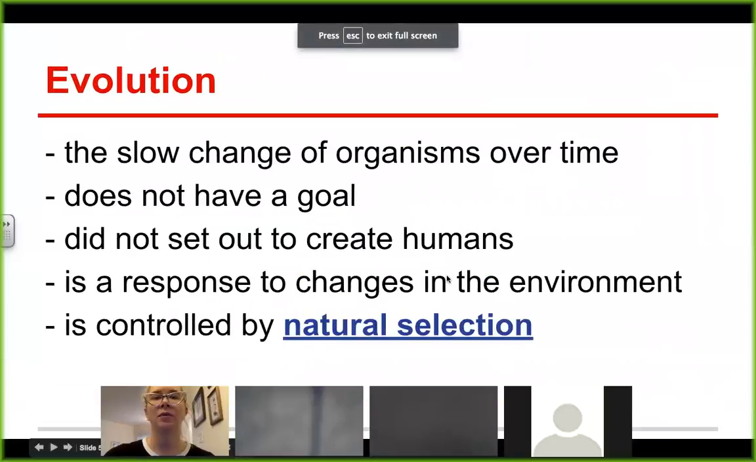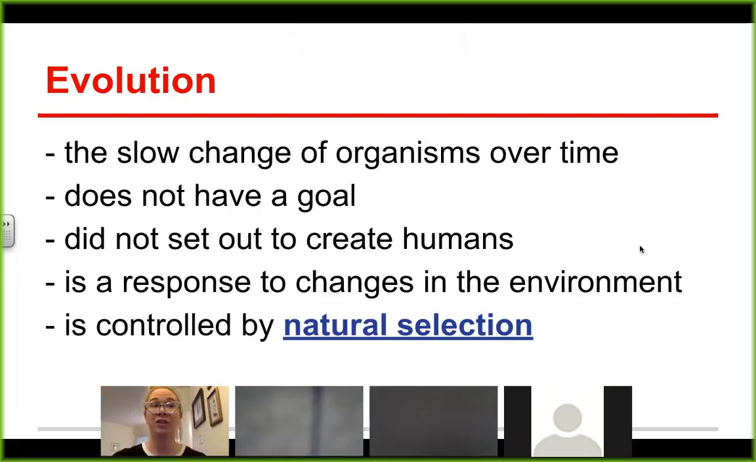So I summarized evolution and all of the evidences for it. I believe I showed this in a previous virtual session, so we're going to go really quickly through it, but I just wanted it to be in this review place, right? So evolution is a slow change of organisms over time. There's no goal. It did not set out to create humans. It's a response to changes in the environment, and it's controlled by natural selection.